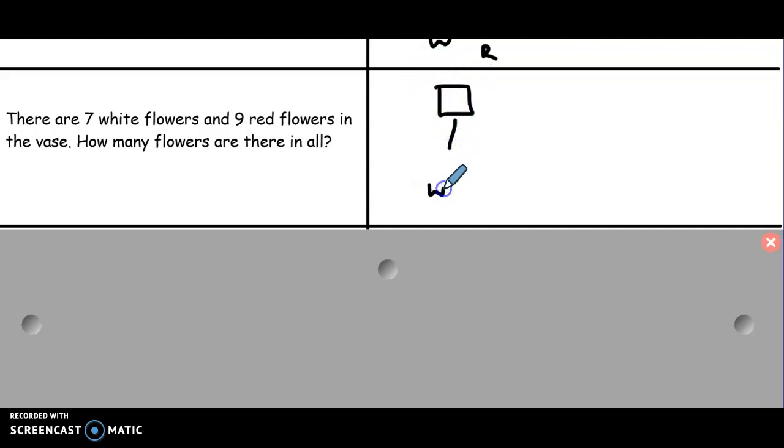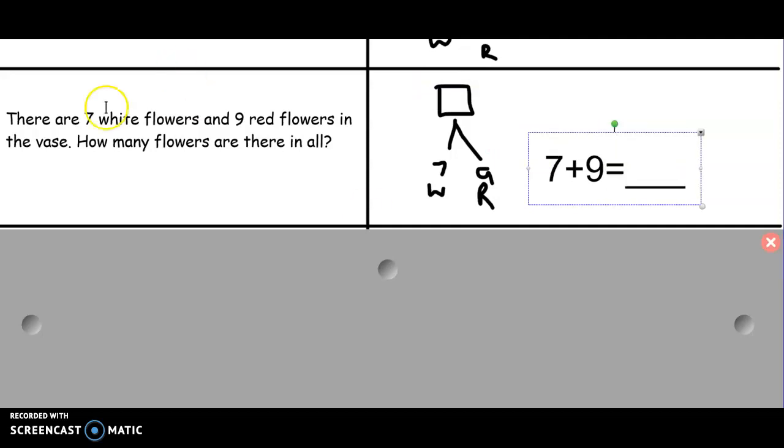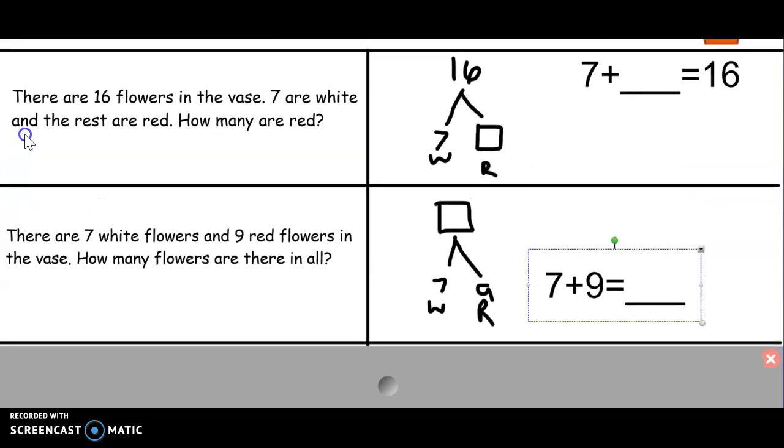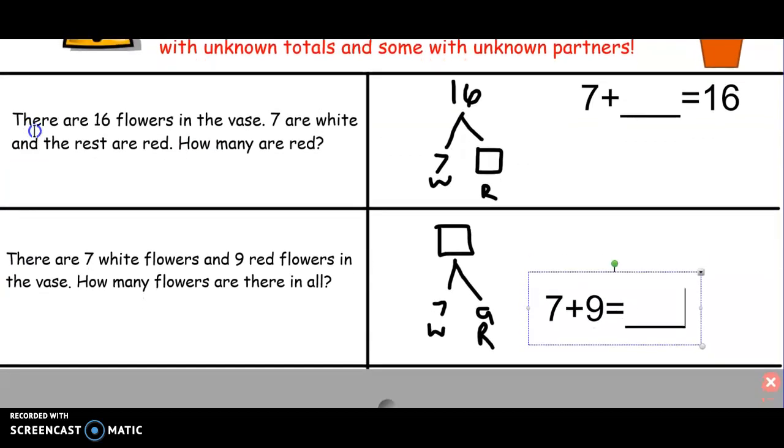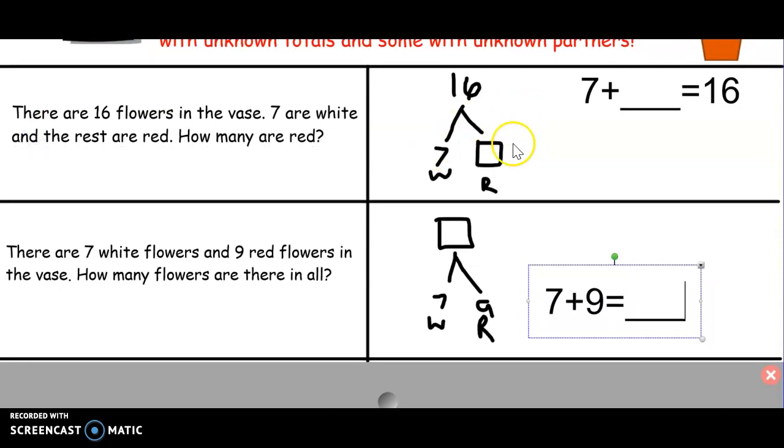Again, we know that there are 7 white. We know that there are 9 red. We're going to add these two together, right? The two partners go together to give us the total. So right now our equation would say 7 plus 9 equals unknown. Okay, and you can tell that this is related to the equation and the mountain above. There's just the other thing is missing, okay? At the top one, it was an unknown partner. Right now, the total is unknown.